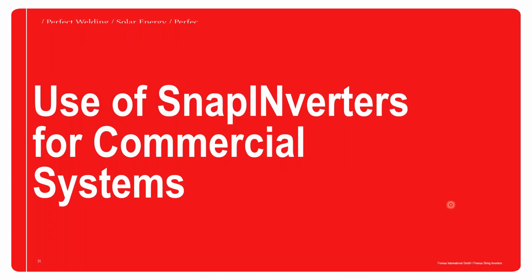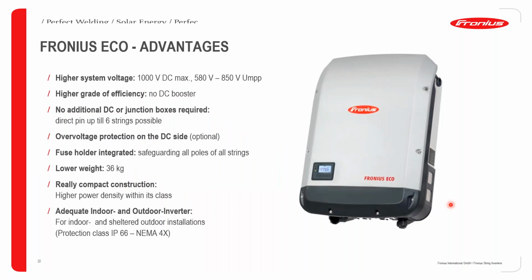Okay, moving on, use of snap inverters for commercial systems. So when it comes to really big commercial systems, and as I showed you earlier on, if it's less than 1 megawatt, a good suggestion is always look at the Fronius Eco. The reason for that is that we have a very high system voltage on the Eco, so we can do 1000 volts DC per string. And our MPPT tracking range is from 580 to 850 volts.